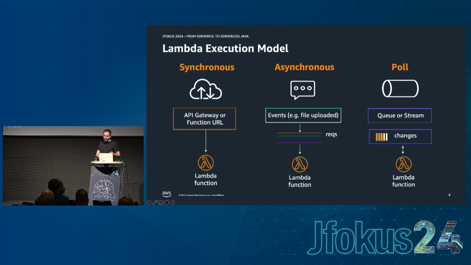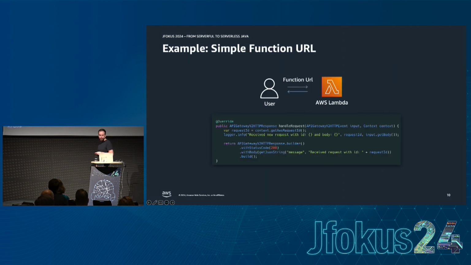Now I'll show you three examples of those, to see a bit of code on how that looks. The simplest one is the synchronous one, just some kind of thing that I want to return based on an API. And here you could use a direct URL.